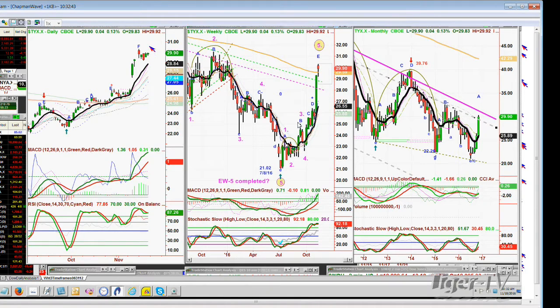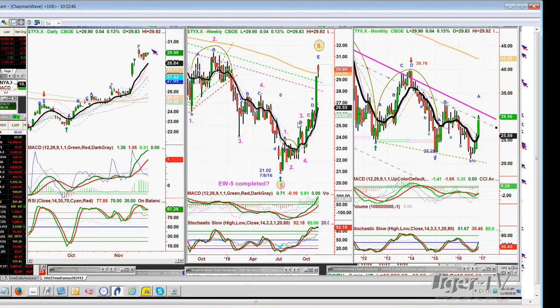And if it just takes out 30.30, I don't think this can be called a leg G. I'm going to call it more likely a leg C. That'll be a B, and that'll be a C, and it'll go a little bit higher. So I'm watching this closely, but more importantly, I'm just going to draw this in because that's how rectangle formations are formed. All right.